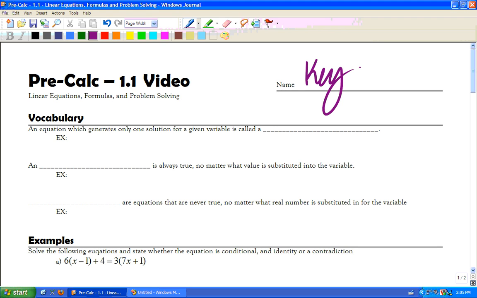Hello, pre-calculus students. Today we're going to be taking a look at linear equations, formulas, problem solving, some basic things that really we should kind of tear through because it shouldn't be too tough.